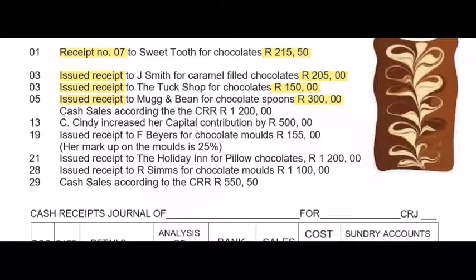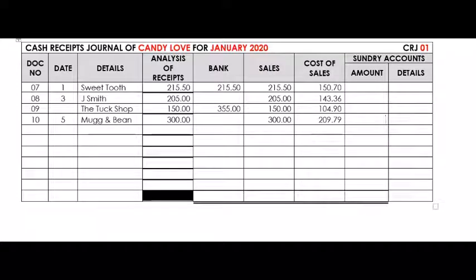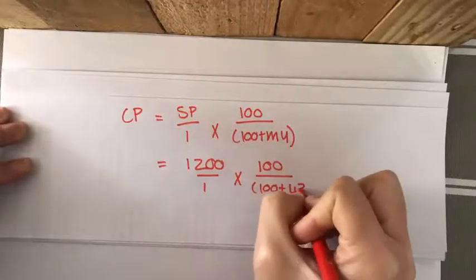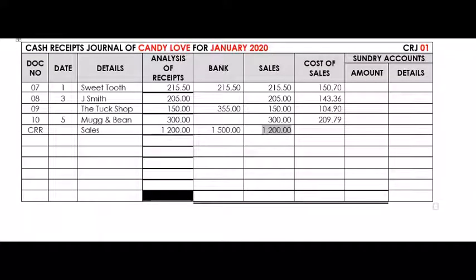Then, also on the 5th, we had cash sales according to the CRR, 1,200 Rand. If it's a CRR transaction, then the document is just CRR. It's still on the 5th, so don't write anything in the date column. Cash sales always have sales in the details column. The total value of the CRR was 1,200 Rand. And then because this is the last transaction for the day, you can draw a line underneath the 1,200 Rand, add these 2 values together and bank the total 1,500 Rand. Then you have to specify what we received the 1,200 Rand for: sales. Calculate your cost of sales. And write your answer in the cost of sales column.